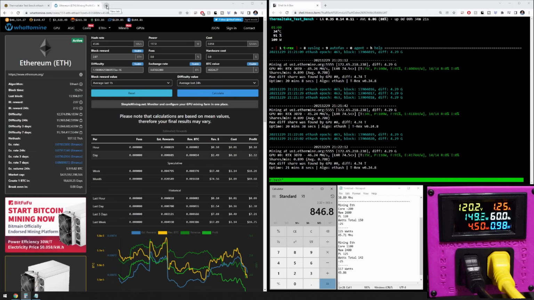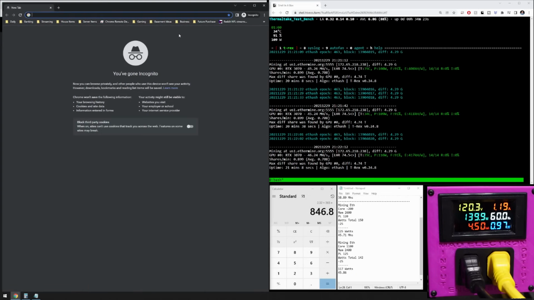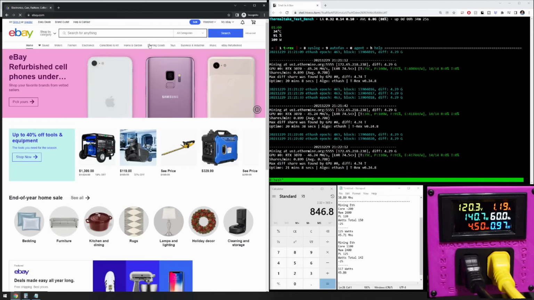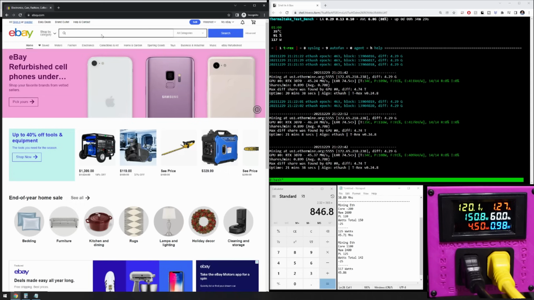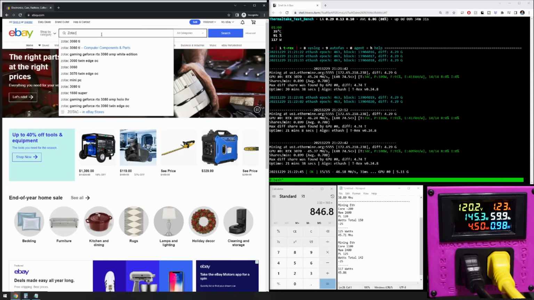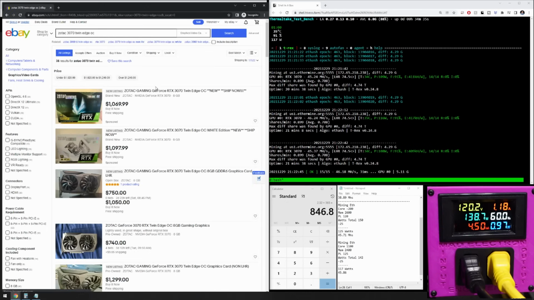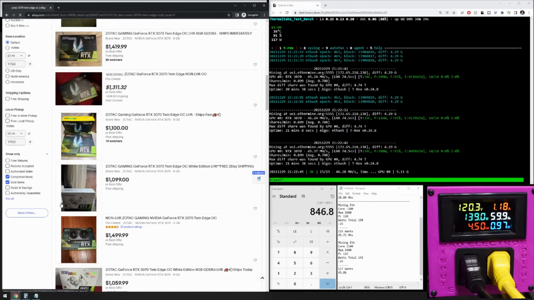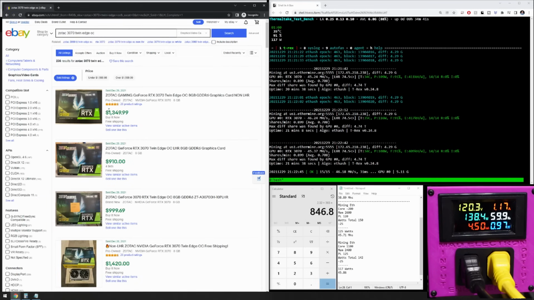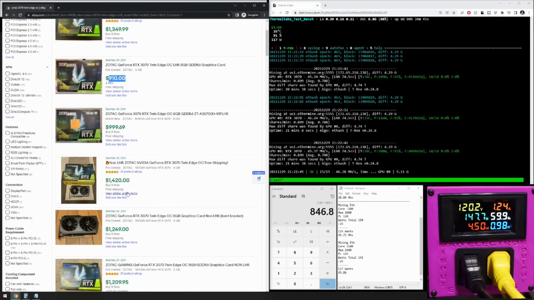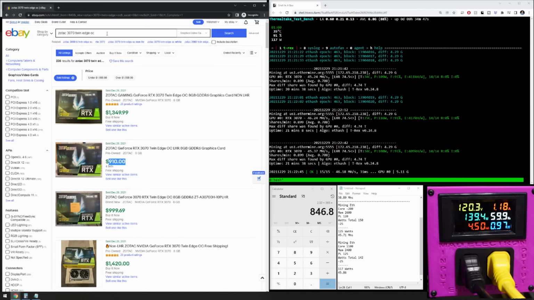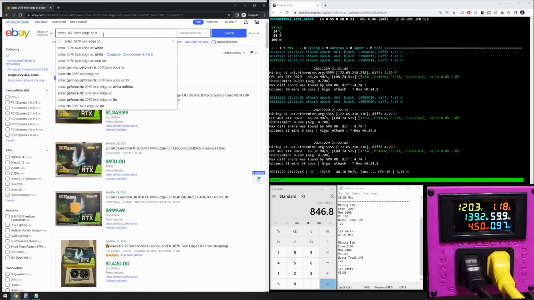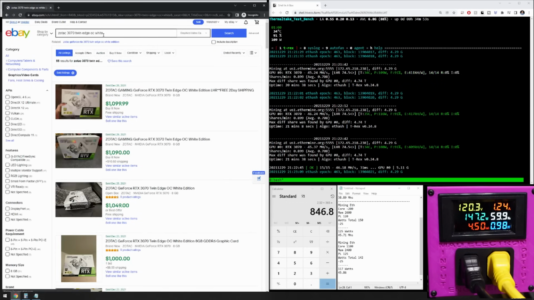Now, if we go over to eBay here, let's see what these cards go for. So this is the Zotac 3070 Twin Edge OC. Now we want to make sure when you come over here, we're just using eBay as a benchmark. This one sold for $1,349, $910, $999, $1,400. Wow, these are all over the place. Let's put white in here just to see, because I feel like there's more demand for white cards.